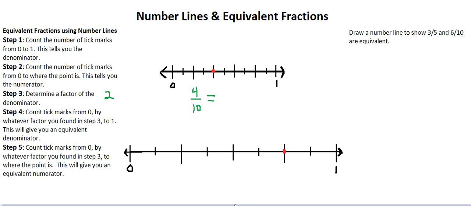So now I'm going to go 1, 2, 3, 4, 5. Notice I didn't count every one, I counted every 2, so every other one is what I counted. Now, step 5, count the tick marks from 0 by whatever factor you found in step 3, which was 2, to where the point is. Here's my point. This will give you an equivalent numerator.